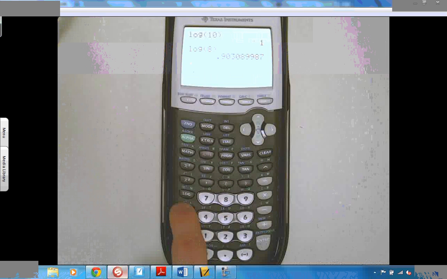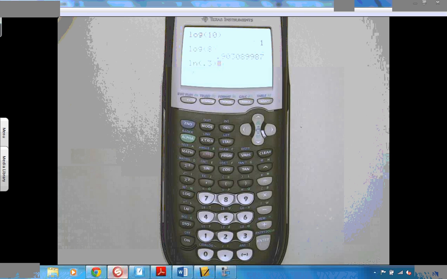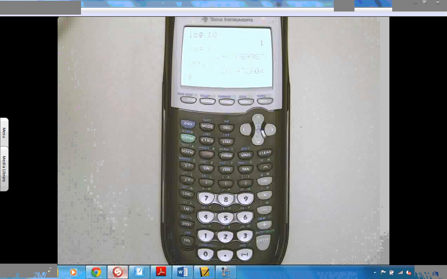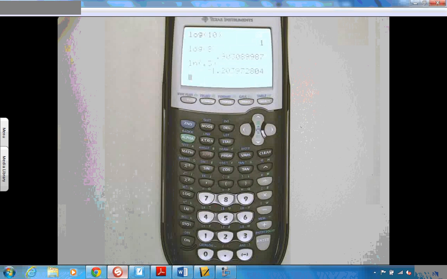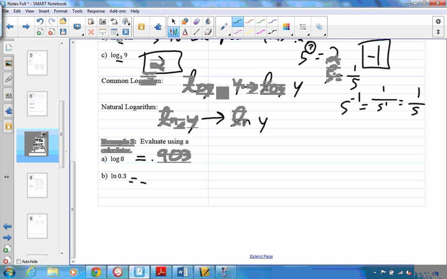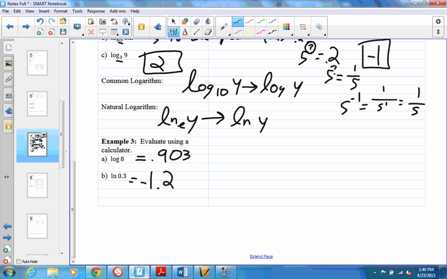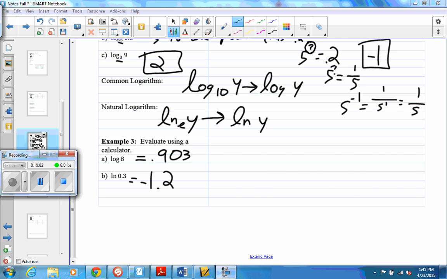Natural log, ln 0.3. You get a negative 1.20. We'll just do negative 1.2. That's fine. Negative 1.2. And that makes sense. My base e is about 2.7. So changing that to a decimal 0.3, basically making it a fraction, I'm taking 1 over 2.7 raised to an exponent. Cool? Oh no, the Casio strikes again.